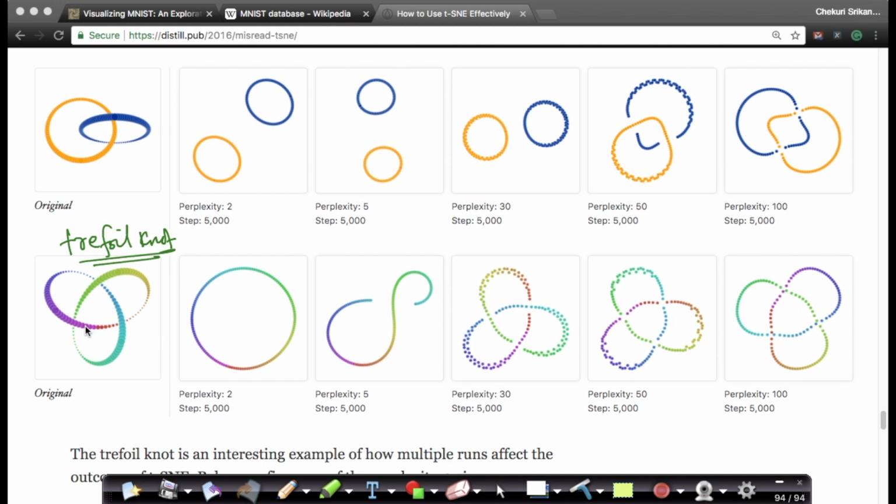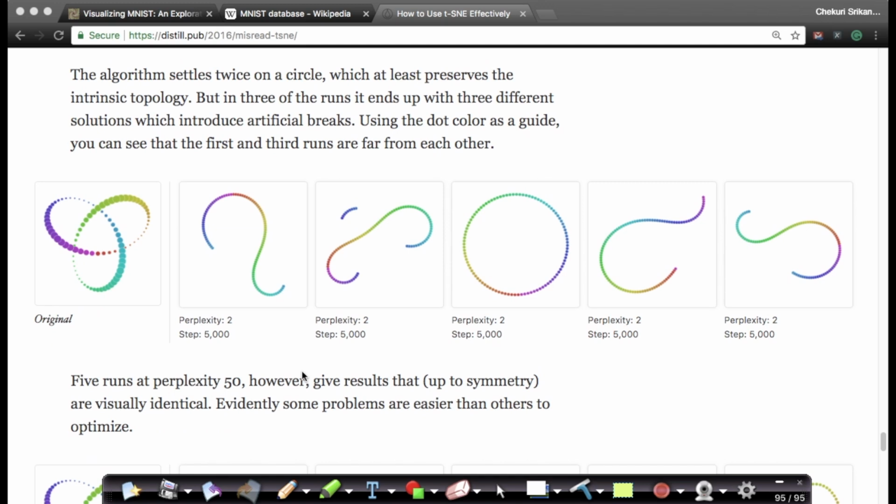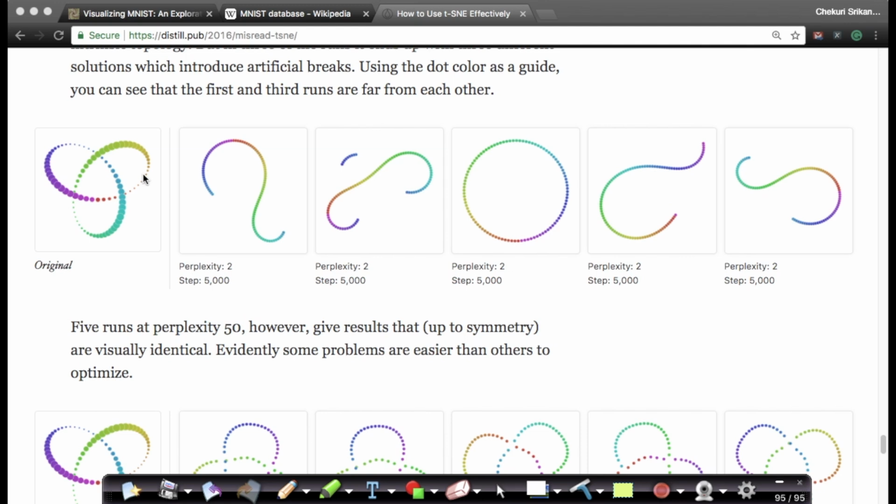Okay, having said that, now comes the interesting part. So if my actual data was my trefoil knot, right?